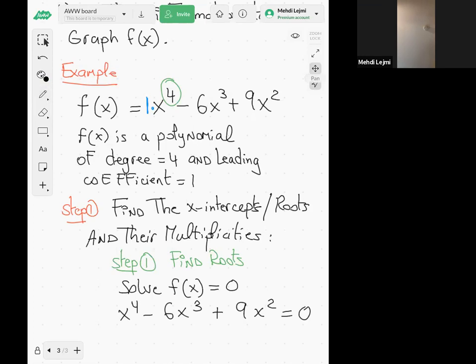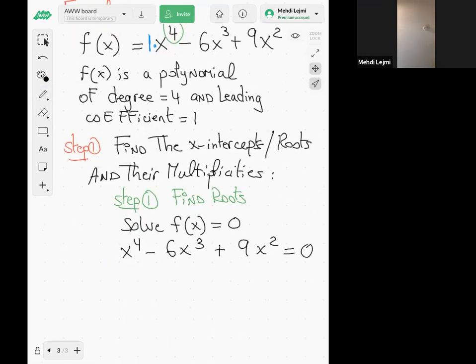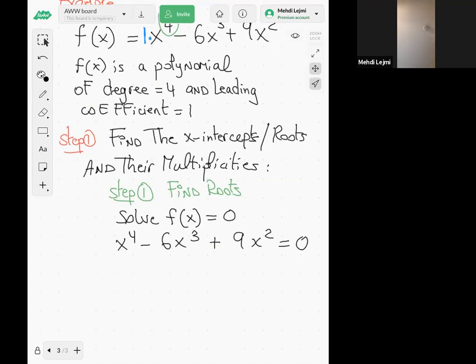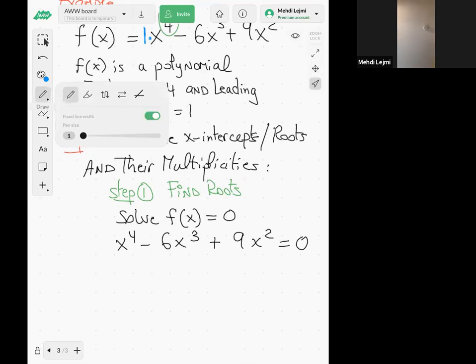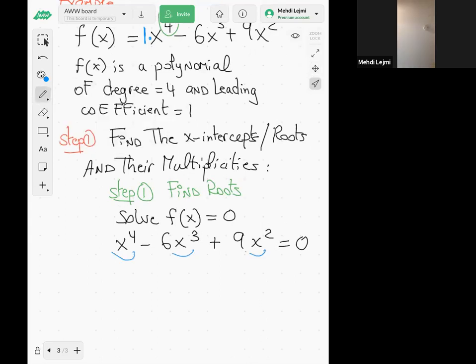Right? So this is a power 4. We cannot use the quadratic formula, so we have to factor. A common factor is x, and better than x, we can even factor out x squared. So let's factor out x squared, times x squared minus 6x plus 9, equal to 0.